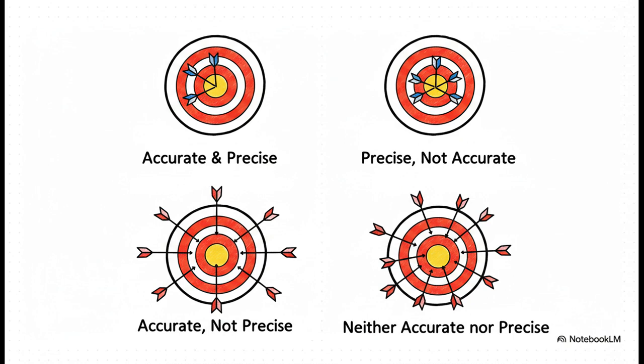Or your shots could be all over the place, but their average location is the bullseye. That's kind of accurate, but not precise. In the lab, we're always aiming for both. We want that tight little group right in the center of the target.